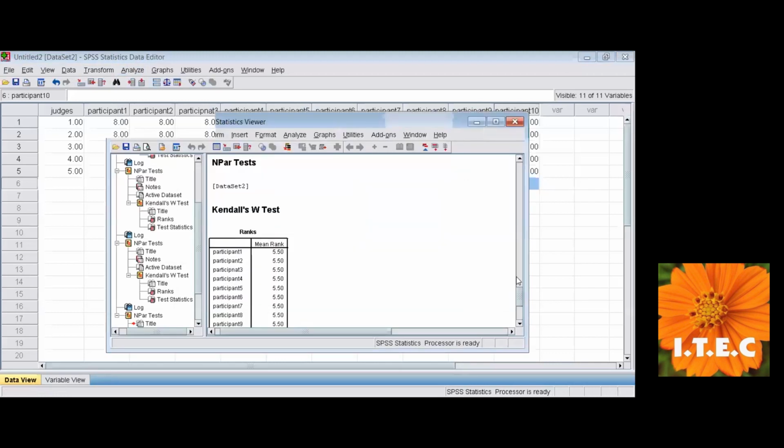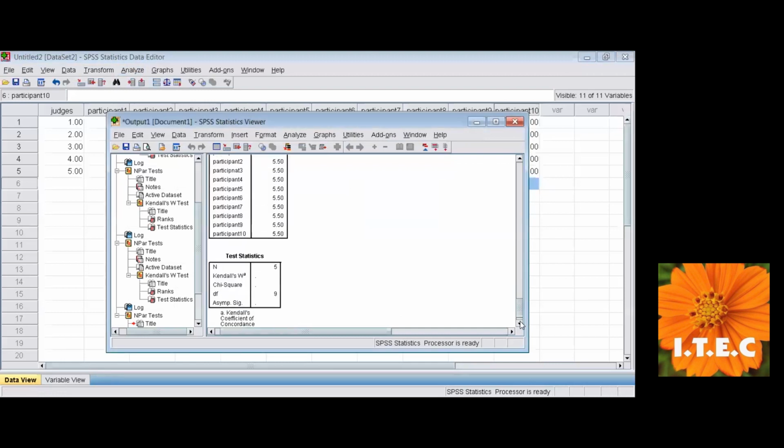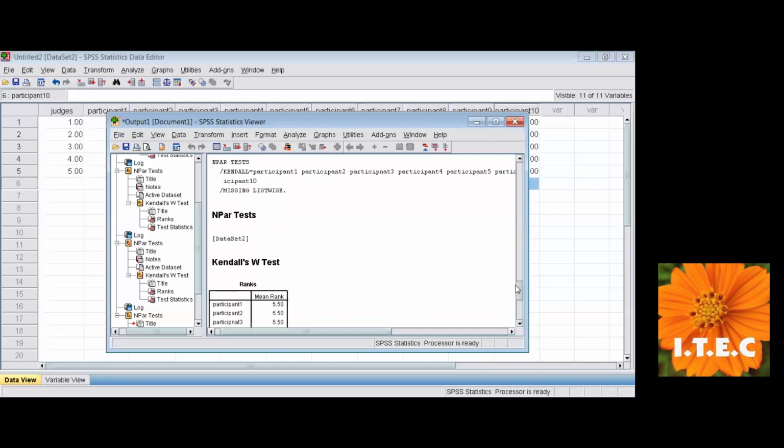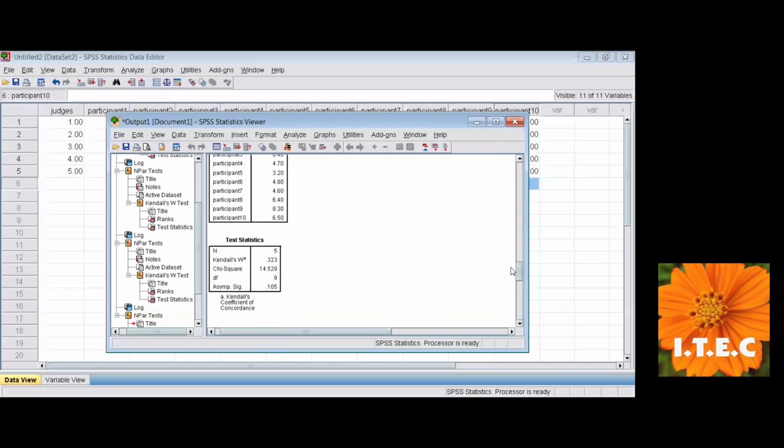Now you can see. Now just see, the Kendall's coefficient is 0 here. Why? Because it's a perfect agreement. There is no disagreement at all.